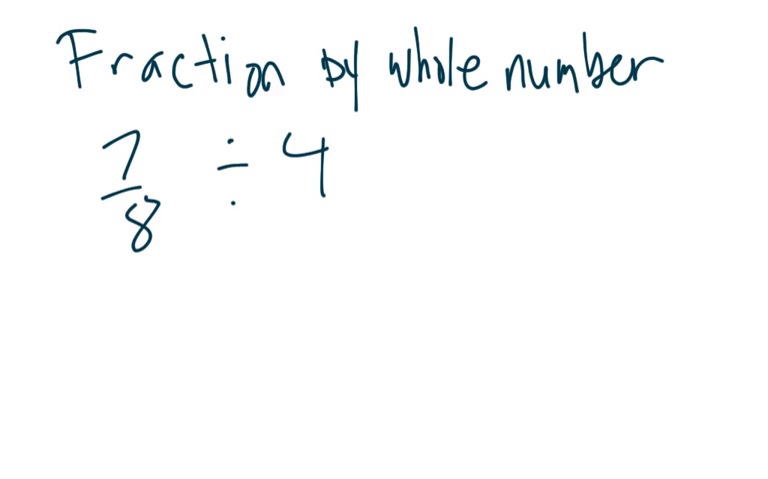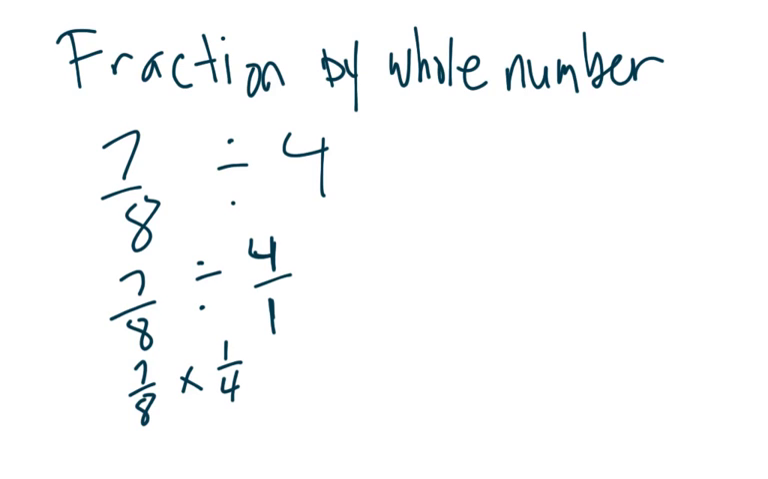If I divide a fraction by a whole number, I have to rewrite this as 7/8 divided by 4/1. So you have to rewrite your whole number as a fraction over 1. You're going to follow the same process. Your keep, change, flip. So I rewrote 4/1 with the reciprocal 1/4.